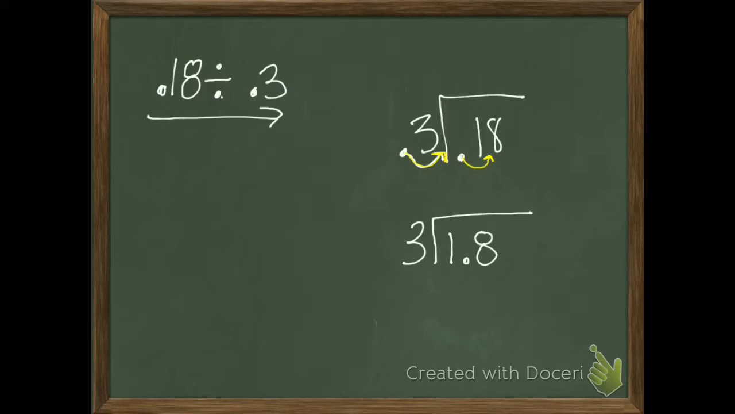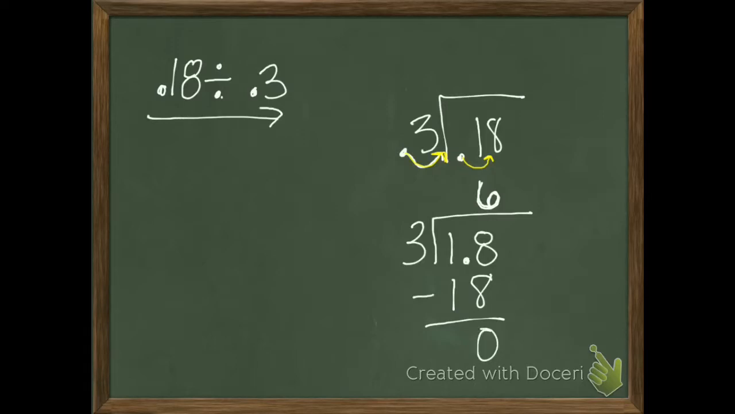Okay, so now we have 3 divided by 1.8. This kind of looks scary because there's still a decimal on the inside, and that's okay. Just don't think about it. Just ask yourself, how many times does 3 go into 18? 6 times. We have to remember that the 6 goes above the 8 because we're taking it into the whole number of 18, not just 1. So 6 times 3 is 18, and 18 minus 18 is 0.